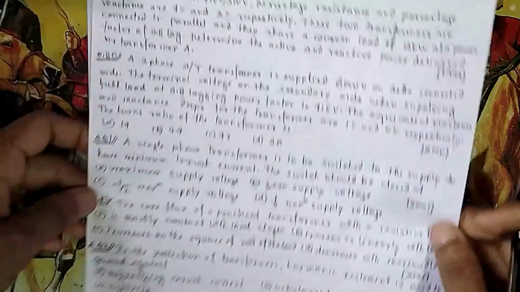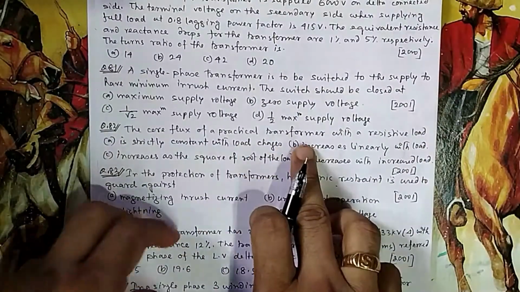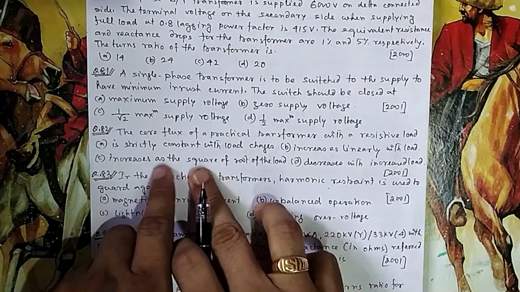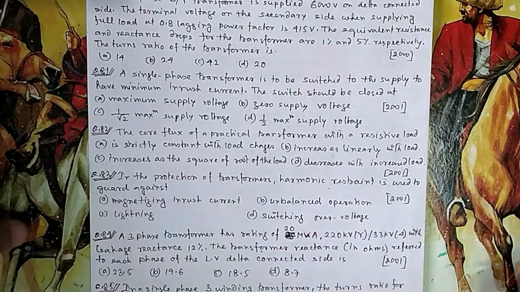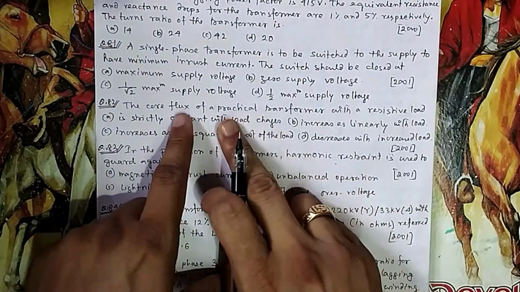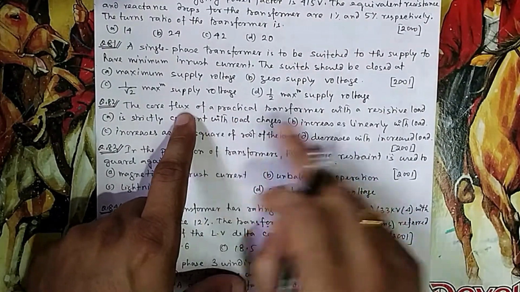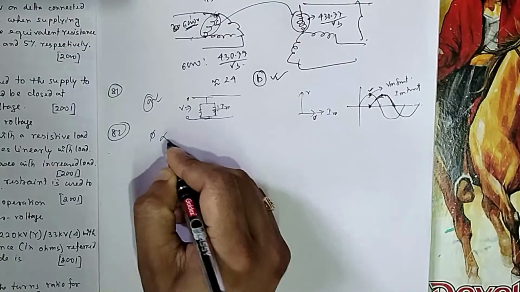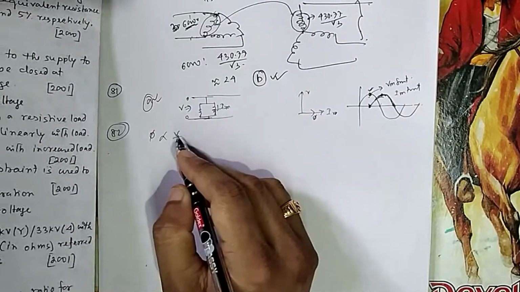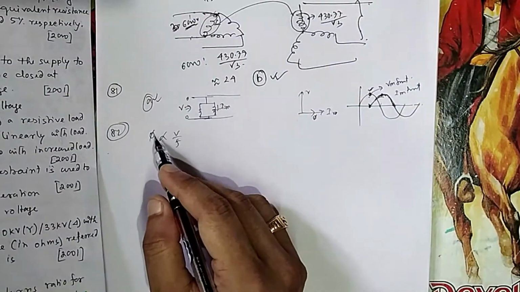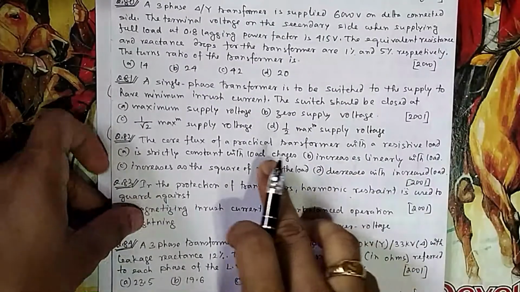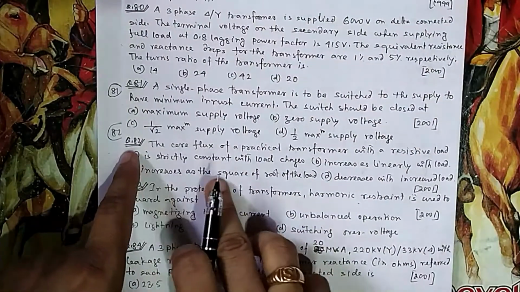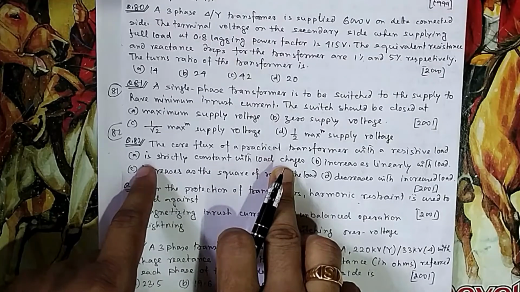Now if you come to 82, the core flux of a practical transformer with resistive load is strictly constant with load, increases linearly with load, increases as the square, or decreases with increased load. Now core flux phi is directly proportional to V by F. It doesn't depend on the load. We have seen that phi is V by F, because E is equal to 4.44 F phi N. So phi is directly proportional to V by F. It depends on V and F only. It doesn't depend on the load, so that's why the core flux is strictly constant with load changes.